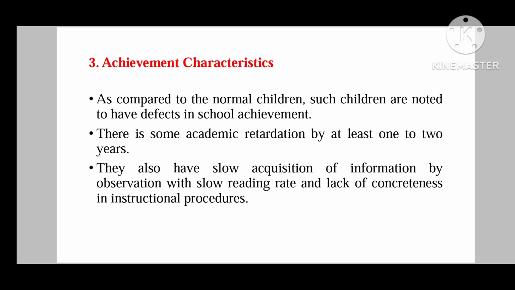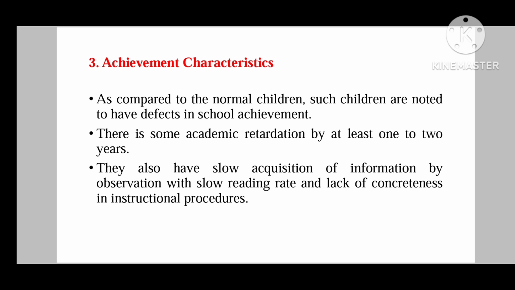As compared to normal children, such children are noted to have defects in school achievement. So this is the achievement characteristics of visually impaired students. When we are comparing with normal children, they will have defects in school achievement. There is some academic retardation by at least 1 to 2 years. They also have slow acquisition of information by observation, with slow reading rate and lack of concreteness in instructional procedures. So we can say they are slow learners.